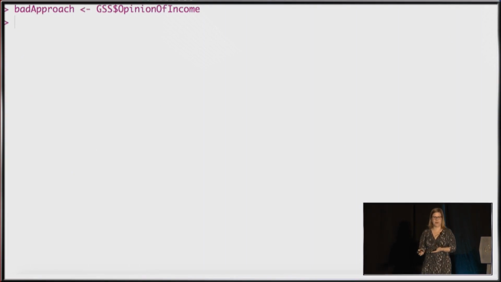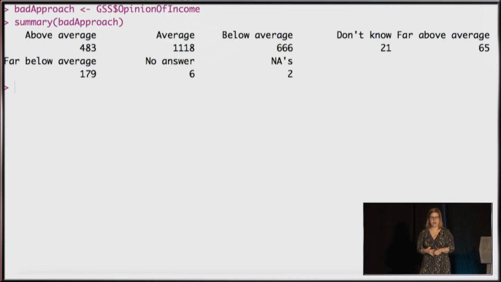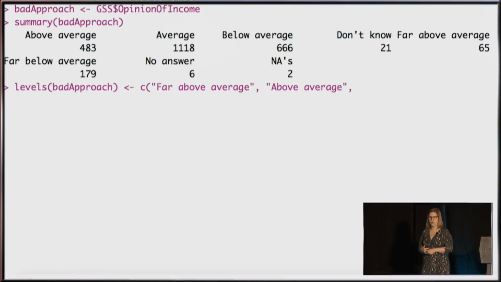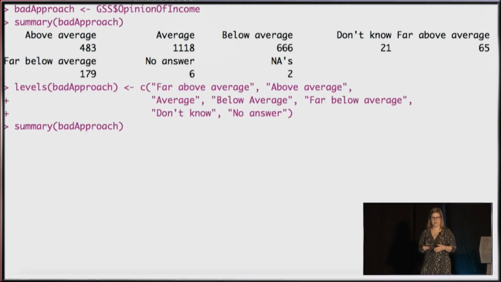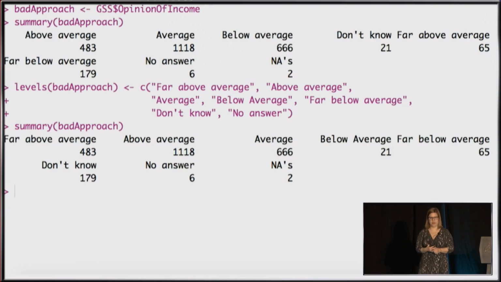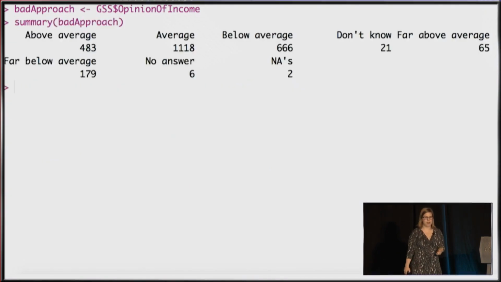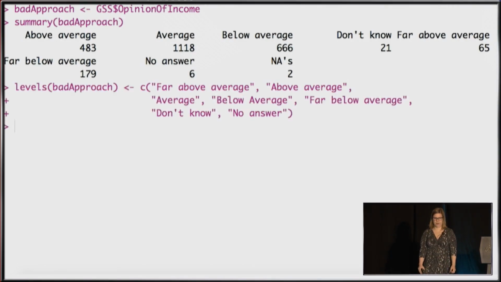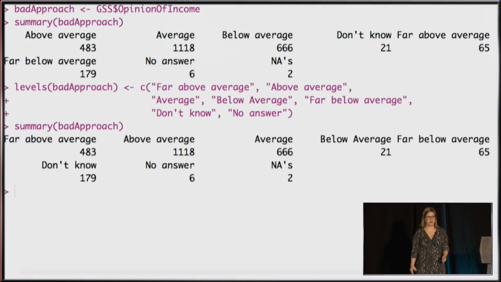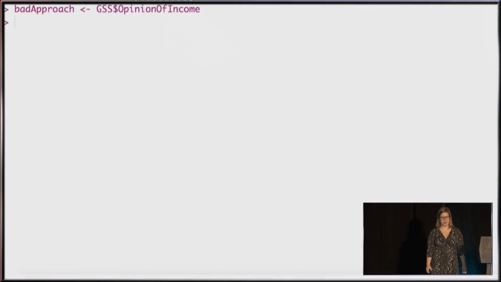So if you have a variable about income and you want to order this so that it's in an appropriate order, right? We want far above average to come first, and then above average, average, et cetera. One thing that you can do is overwrite the levels. That's what I was doing just a minute ago. And you can watch and see how this is wrecking my data.